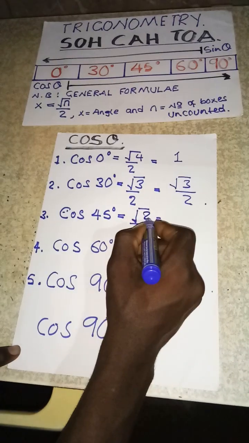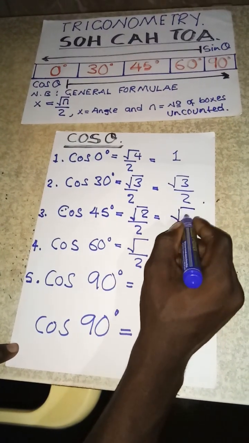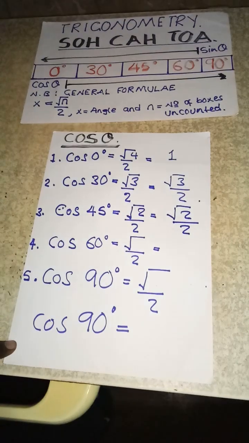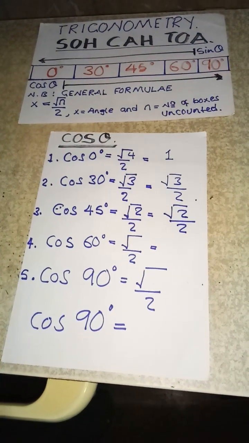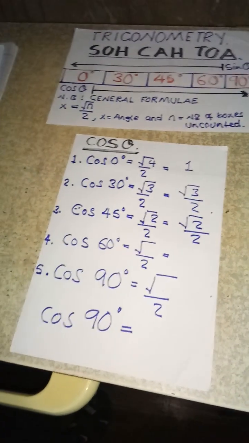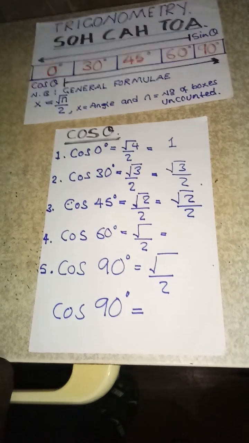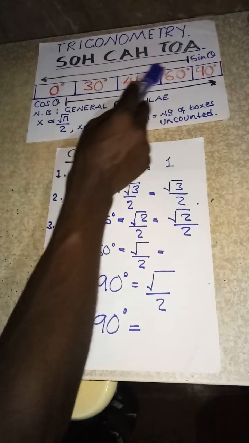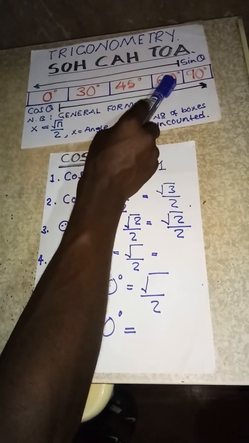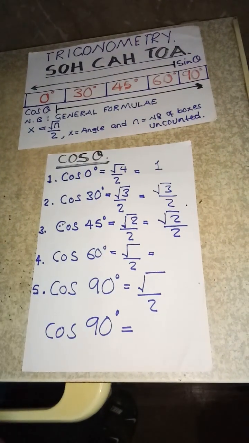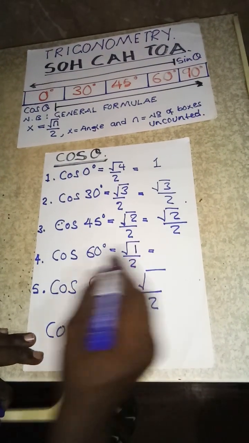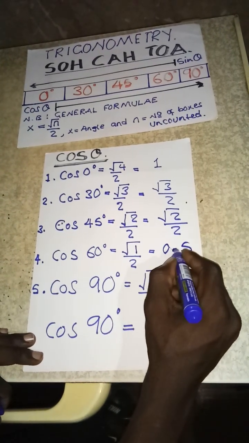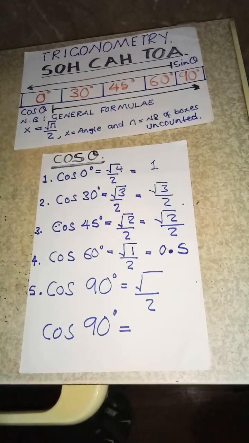So we've got 2. So the answer is the root of 2 over 2. It's okay to leave it in this form, others would love to rationalize it. Okay, so cos 60 degrees, what is going to be our answer? So this is 0, 30, 45, 60 degrees. How many boxes have been left uncounted? 1. So which simply means cos 60 degrees equals 0.5, or 1 over 2.